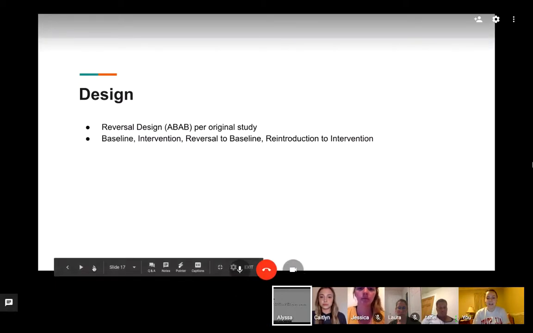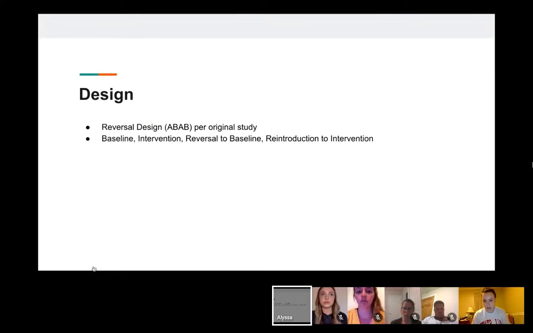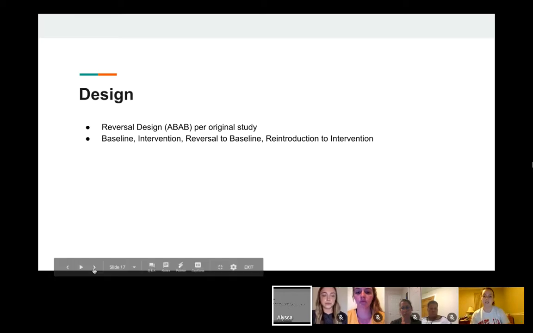Okay, so like we said, the design that we used is based off of the original study, which was a reversal design or an ABAB design. So for this, it was baseline, intervention, reversal back to baseline, and then reintroduction to intervention.